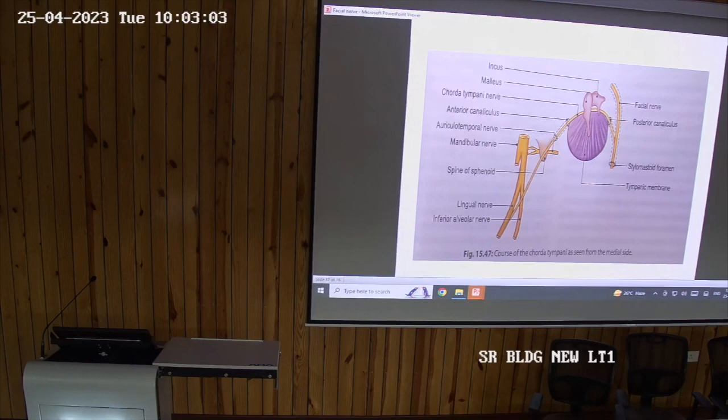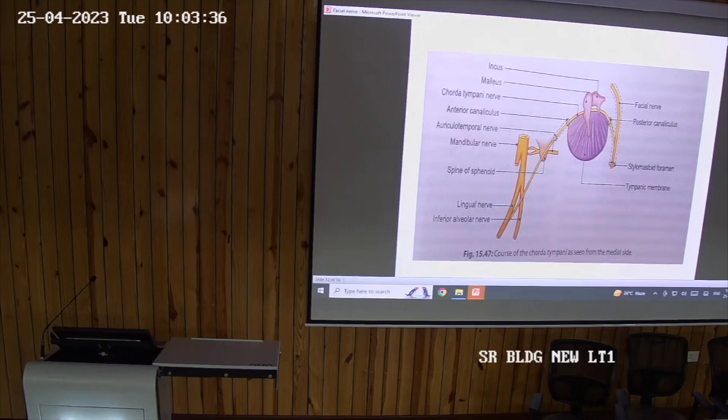Okay? One carries the taste sensation from the anterior two-thirds of the tongue. Another has the preganglionic parasympathetic fibers for the secretomotor pathway of the submandibular and sublingual glands. The taste sensations finally reach the nucleus tractus solitarius. Itna to yaad rahega? Okay.